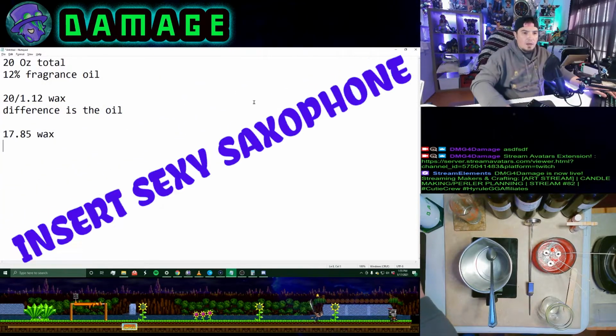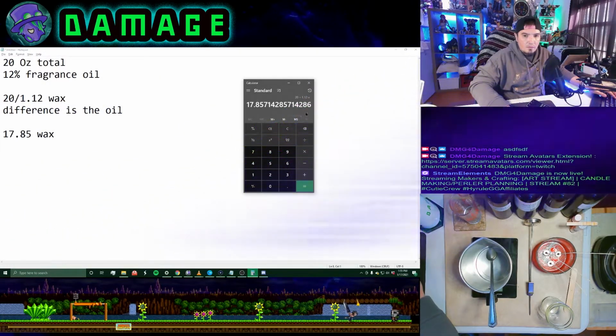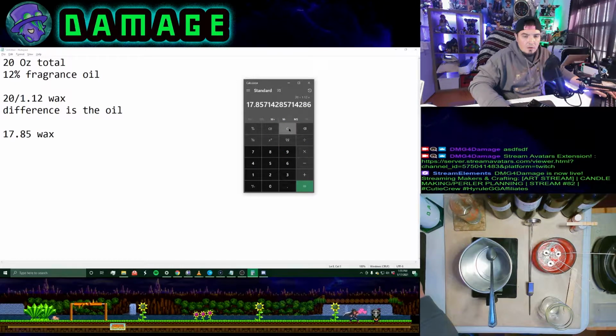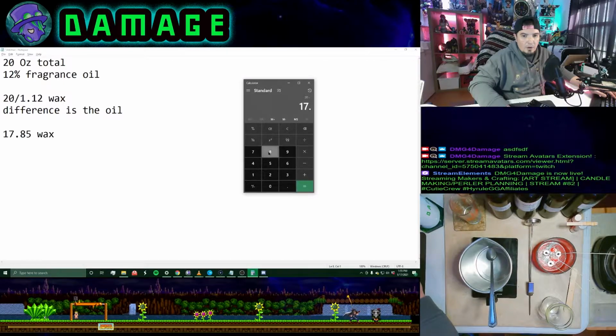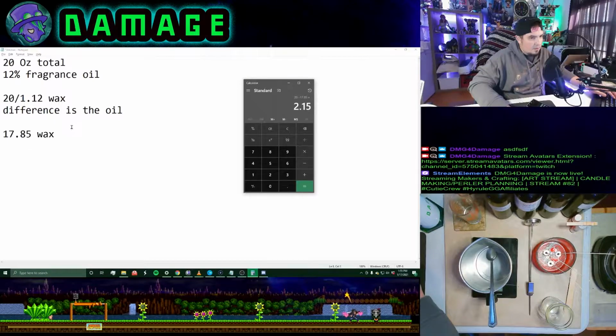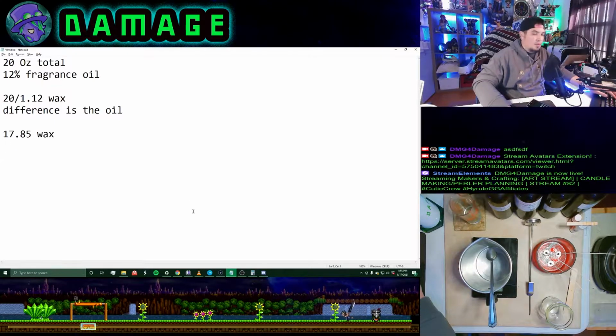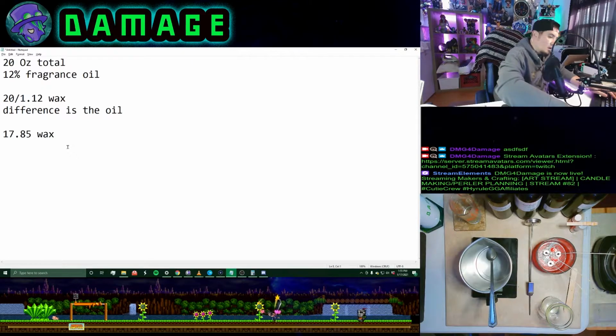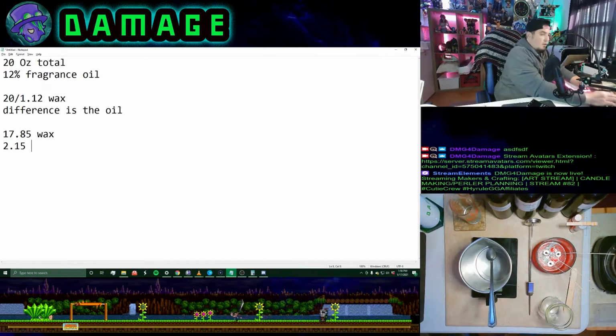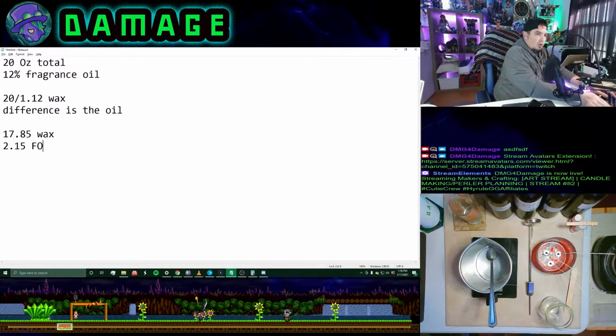So that leaves me with 20 minus 17.85. And this is all in ounces, by the way. So that leaves me with 2.15. Exactly, 2.15 ounces fragrance oil.